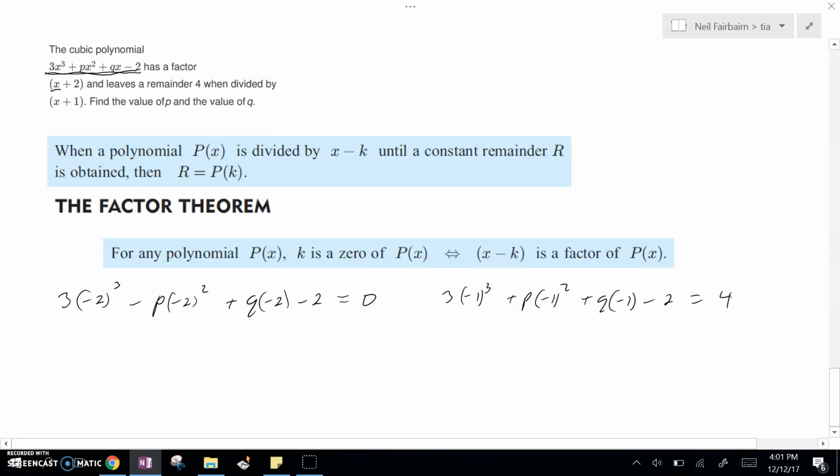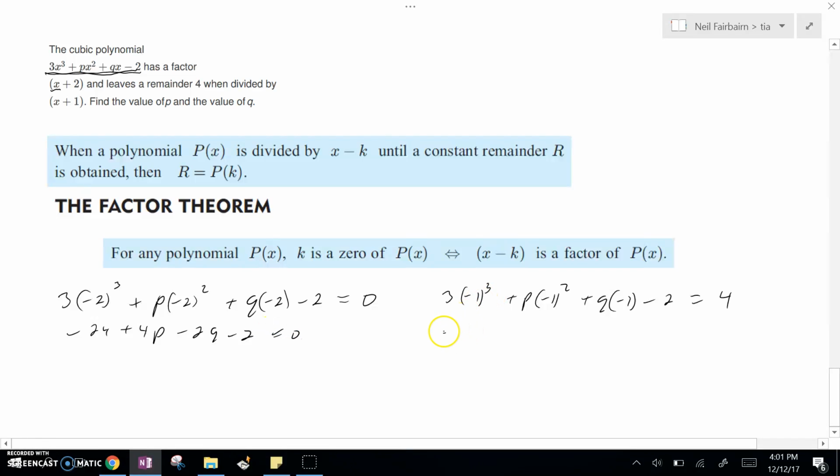And now we've got two equations, two unknowns. It turns into a simultaneous equation that we just have to solve. So let's just keep going. 8 times 3 is negative 24. Oh, that's a plus. Plus 4p minus 2q minus 2 equals 0.